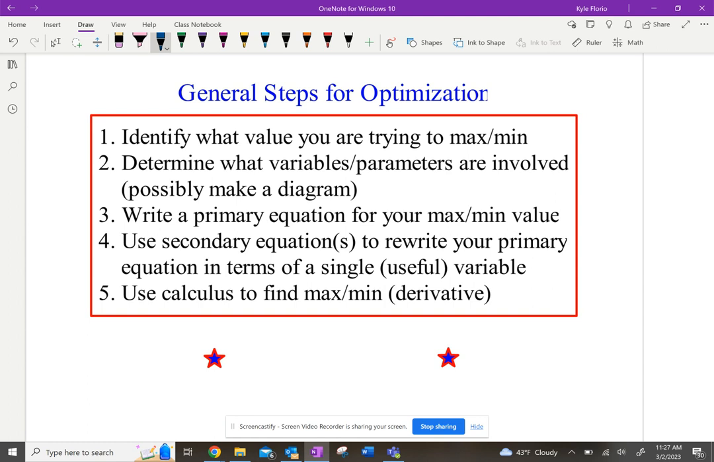So step 1, identify what you're trying to max or minimize. That's going to be our primary equation. Determine what variables and parameters are involved. Making a diagram is going to be helpful. So write a primary equation for our max and min values.